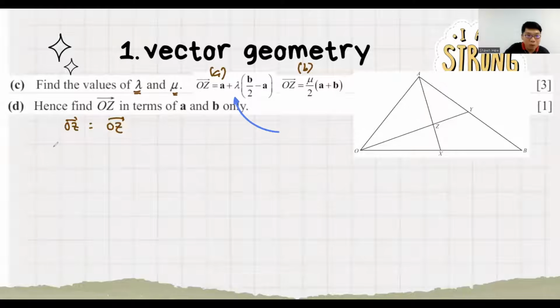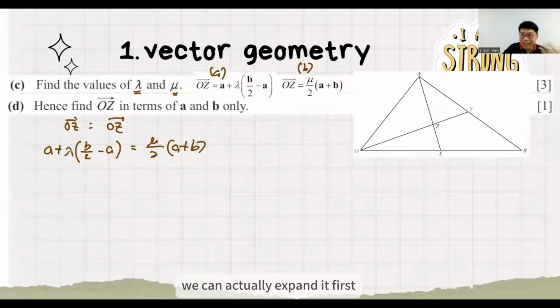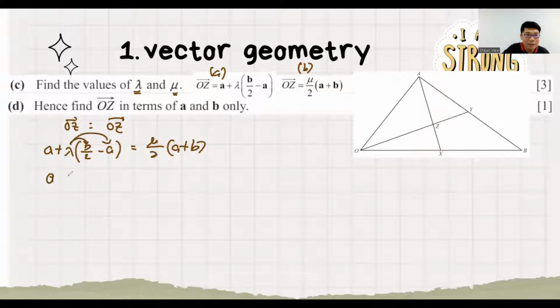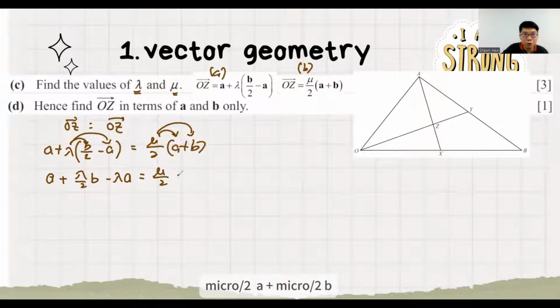From part 1, we know that A plus lambda B over 2 minus A is OZ. From part B, we know that OZ is mu over 2A plus B. We can actually expand it first, so it is easier for us to do comparison. So this part: A plus lambda over 2B minus lambda A equals to, here we also expand, mu over 2A plus mu over 2B.